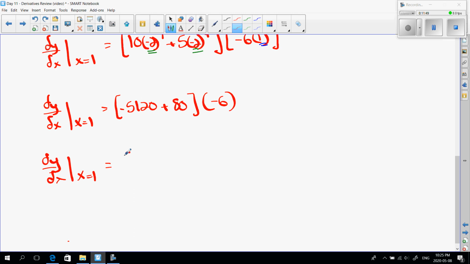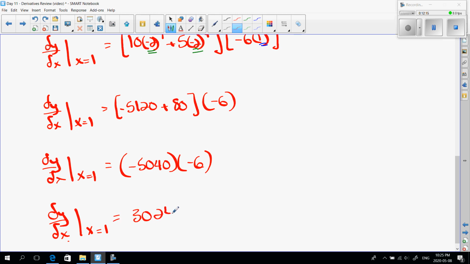That's going to give me -5040 times -6. Multiply those together. So 5,000, a negative times a negative would be positive. 5,000 times 6 would be 30,000. 40 times 6 is 240. I end up with positive 30,240 for my final answer.